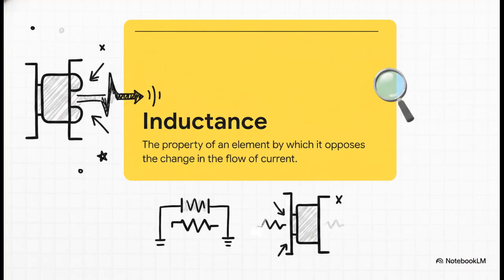This is where it gets really fascinating. Inductance is the property of an element by which it opposes the change in the flow of current. Unlike the resistor that opposes the flow itself at all times, an inductor specifically fights against any sudden spikes or sudden drops. It essentially adds momentum to the current, wanting things to stay exactly as they are.